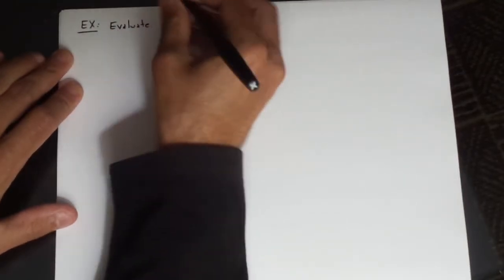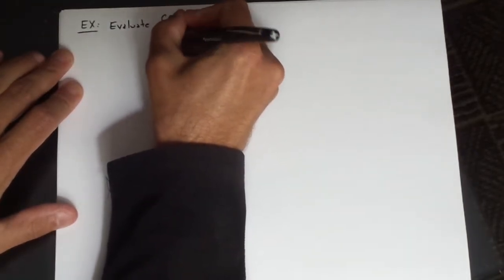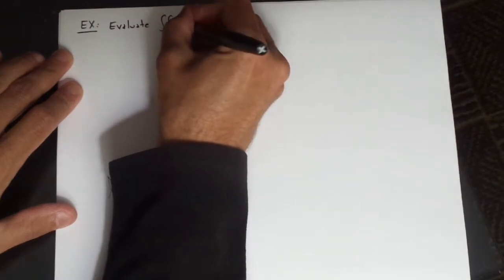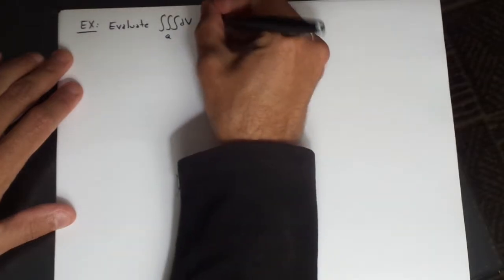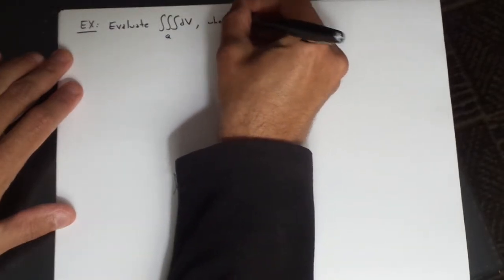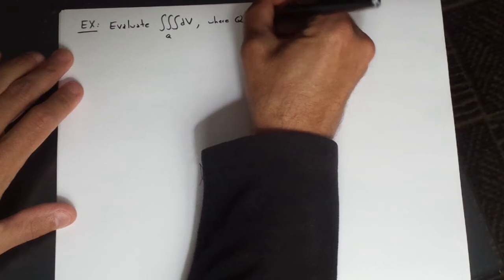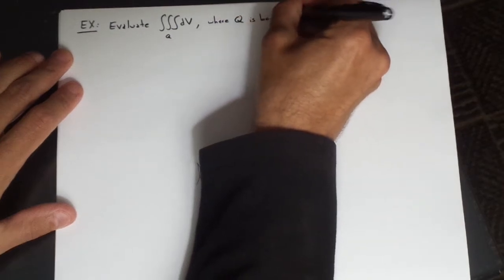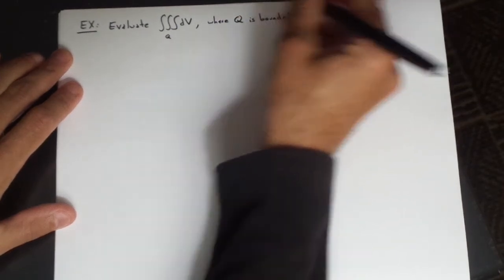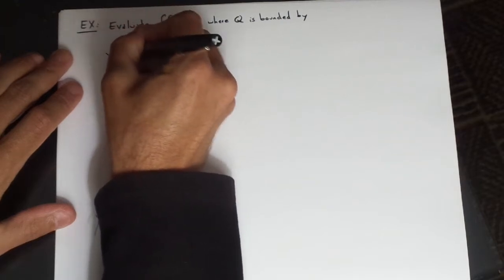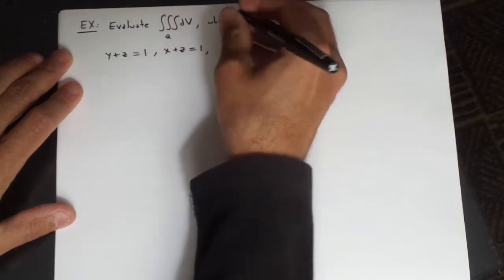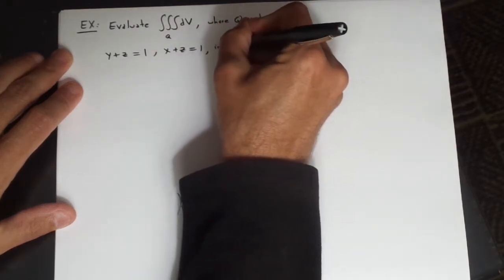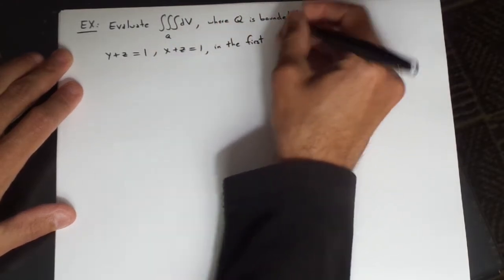Let's evaluate the triple integral over Q of dV. So that tells me right away that this is calculating a volume where Q is bounded by y plus z equals 1, x plus z equals 1 in the first octant.